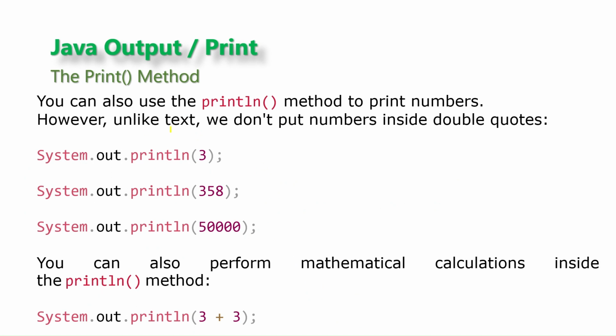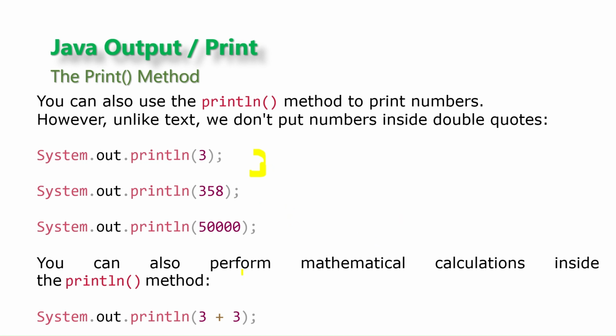However, unlike text, we don't put numbers inside double quotes. While printing text, the text is always kept inside double quotes, but for numbers double quotes are not required. We directly write them inside the parenthesis, and it will give output. System.out.println inside the parenthesis we write 3. The output will be 3. It does not require double quotes. And in the second, 358, it will give output 358, and in the third, 50,000, it will give output 50,000. Numbers do not require double quotes to print the output.